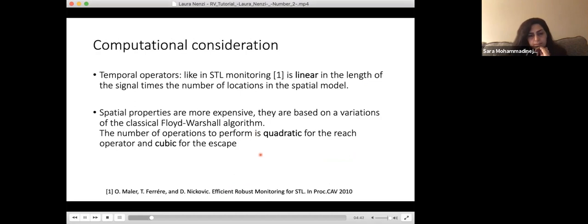Just a consideration about the computational cost for the temporal operator. We are using algorithms like the STL monitoring algorithm, and they are linear in the length of the signal times the number of locations in the spatial model. Instead, the spatial properties are more expensive, and they are based on a variation of the classical Floyd-Warshall algorithm. The number of operations to perform is quadratic for the reach operator and cubic for the escape operator.